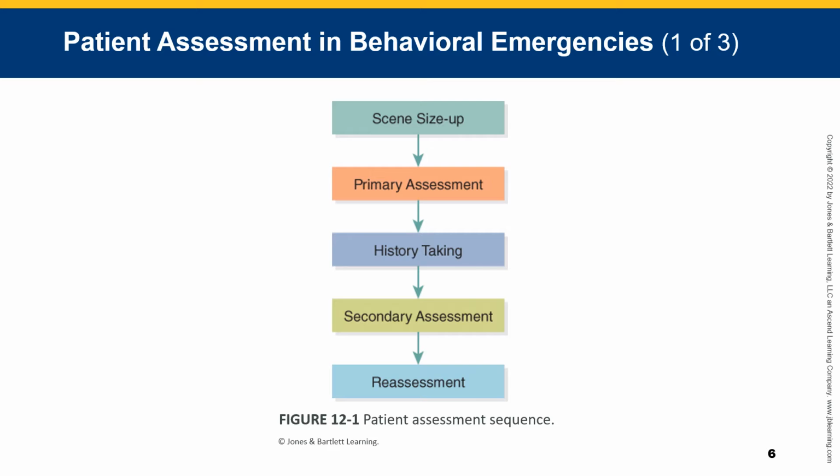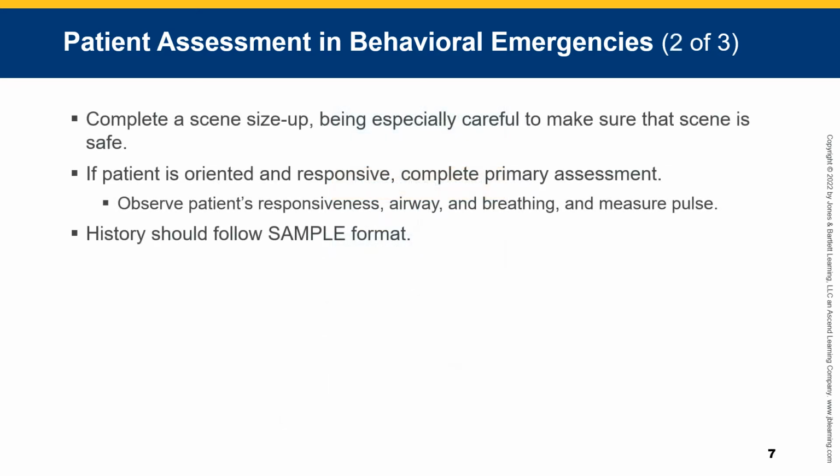To remind you of the patient assessment steps and order, you have first the scene size up, then the primary assessment, followed by history taking, the secondary assessment, and ongoing reassessment. When you are assessing a patient who appears to be experiencing a behavioral emergency, follow the steps of the patient assessment sequence that we just went over.